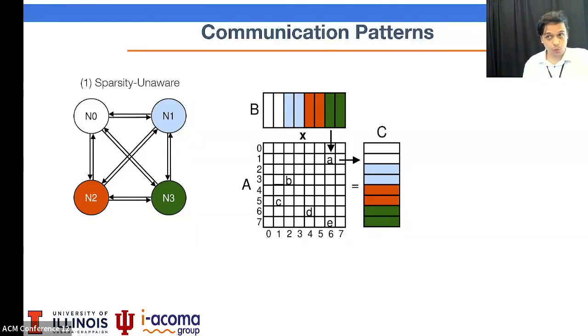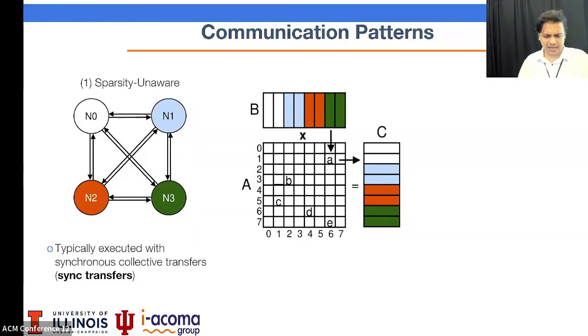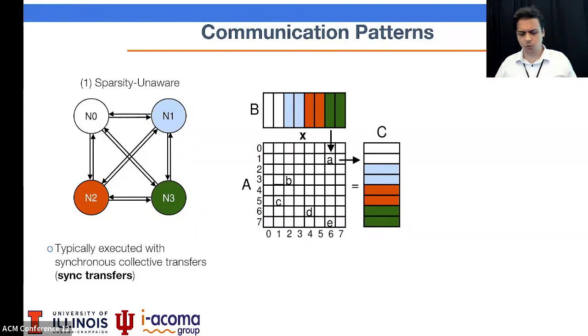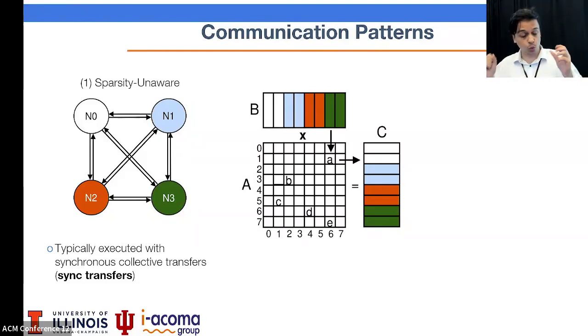The first pattern, which we call sparsity-unaware, involves transfers of the whole matrix B to all the nodes. This can typically be achieved with synchronous collective transfers, which we will call sync transfers, and that were discussed in detail in the previous presentations. One example is that each node can broadcast its local partition of B to all of the other nodes, so that in the end, everybody gets everything.